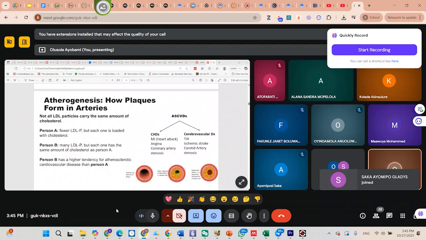Why am I saying ApoB100? In the earlier slides, you saw that ApoB100 is the protein portion of LDL and VLDL. So recently, a better biomarker is either measuring LDL particles or measuring ApoB100.